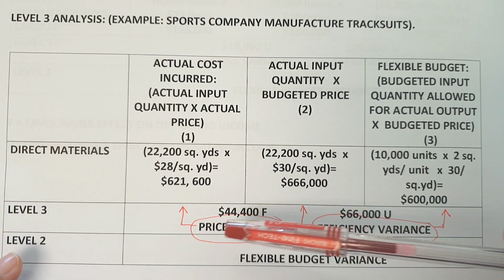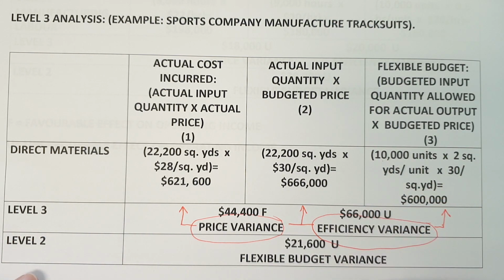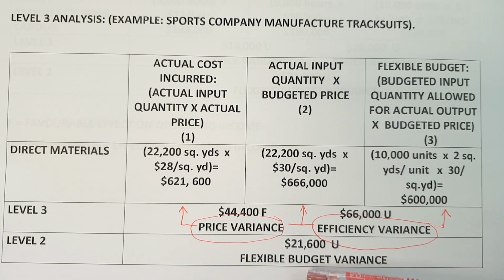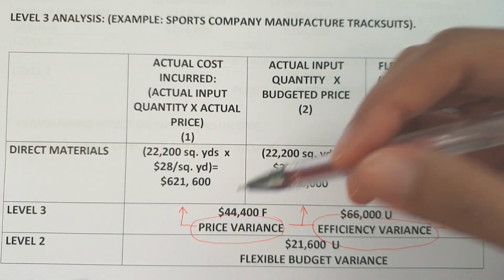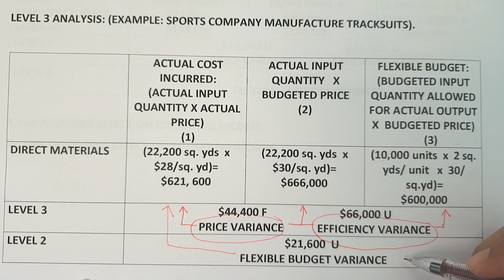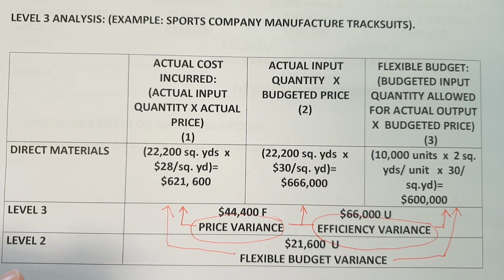This is what I want to show you about level 3 analysis. And if we compare the actual and the flexible budget, we get the flexible budget variance, that is level 2 that you already learned in the previous video. So the flexible budget variance is just the difference between column 1 and column 3. Now let me explain to you in more detail.